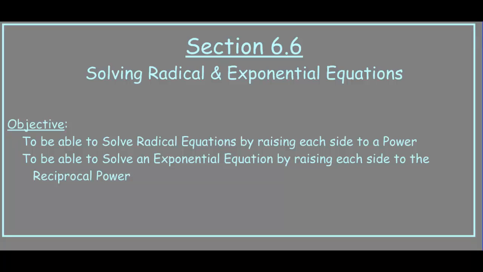Today we're going to look at section 6.6, solving radical and exponential equations. Our objective is to be able to solve radical equations by raising each side to a power, and to be able to solve an exponential equation by raising each side to a reciprocal power.